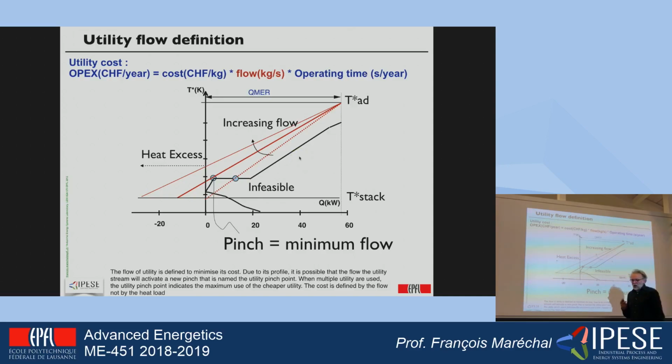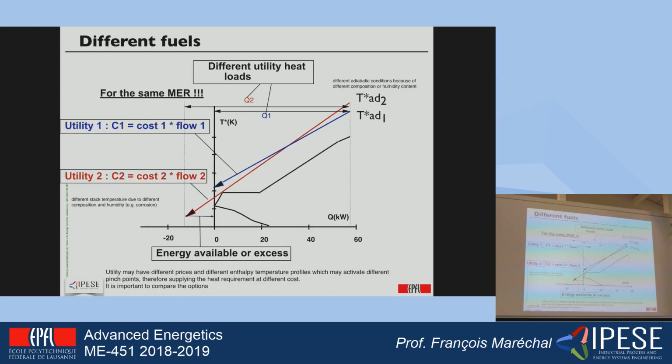So there is, however, another degree of freedom that comes from the fact that I can choose different fuels, for example. I can have waste solvent, I can have coal, I can have wood, I can have natural gas. Each one will come with another cost, and also adiabatic temperatures and stack temperatures. So it means that, for the same amount of energy that is useful for the process, I will have to make an evaluation and choose which one is the best.